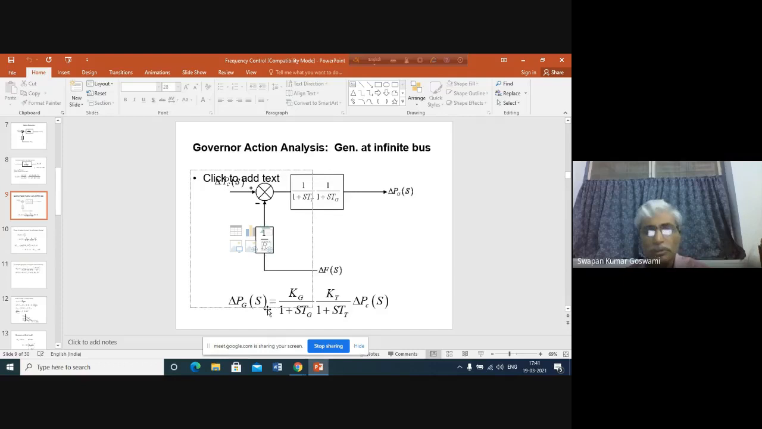So what we want to investigate now is that if the output of the generator is changed by connecting more load, how much will be the change in the frequency of the generator? How much will be the change in the speed of the generator? This is what we want to investigate.